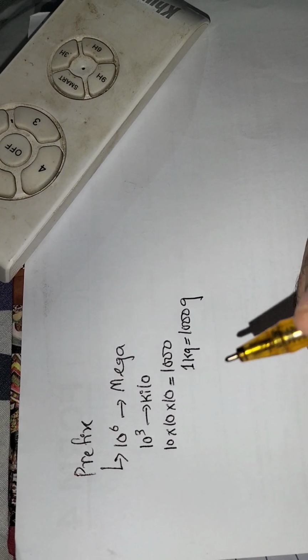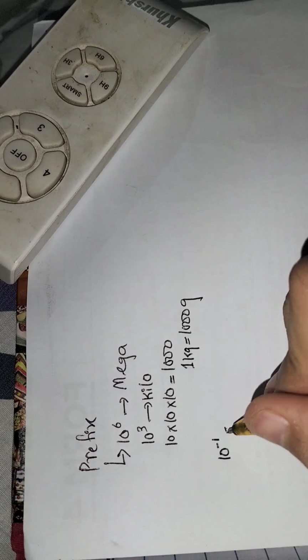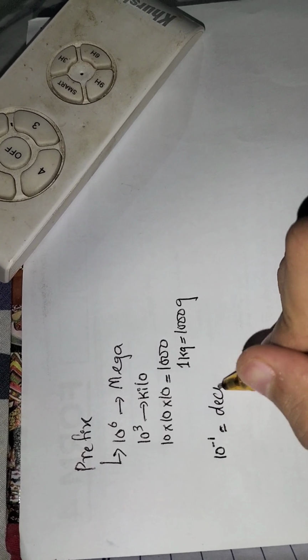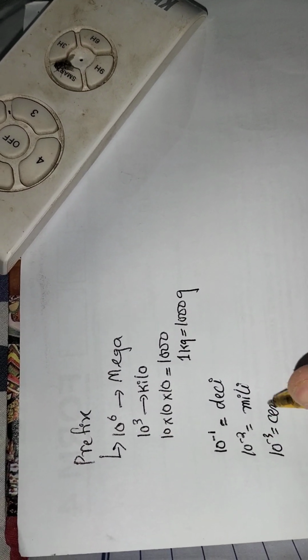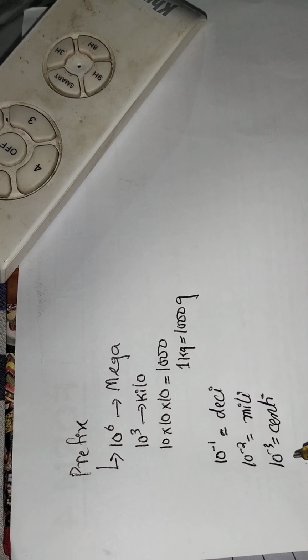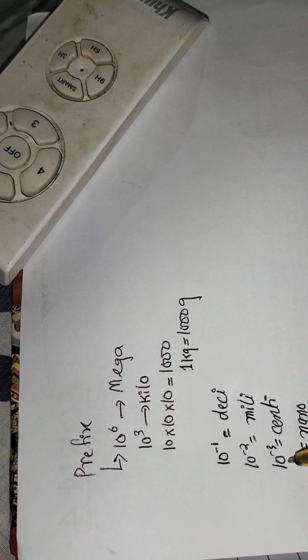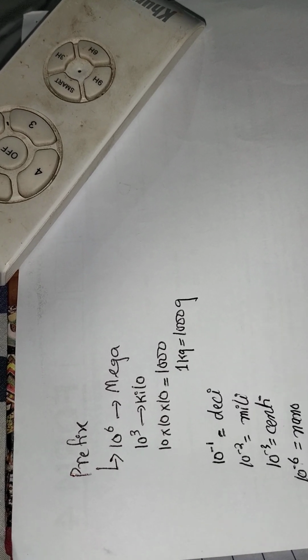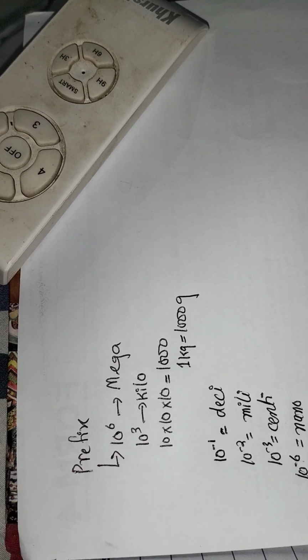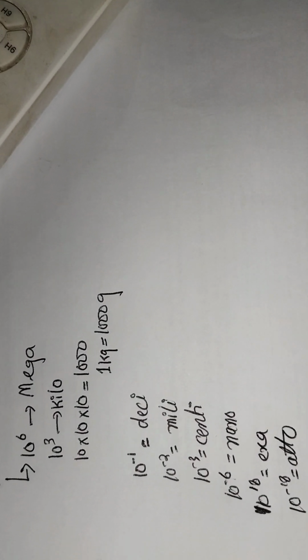And we have more prefixes in negative also. 10 to the power minus 2 is equal to centi, and 10 to the power minus 3 is milli. Then we have also nano, which I think is 10 to the power minus 9. And 10 to the power positive 18 we have exa, and 10 to the power minus 18 we have atto. So these are some prefixes which are used in the place of these powers of 10.